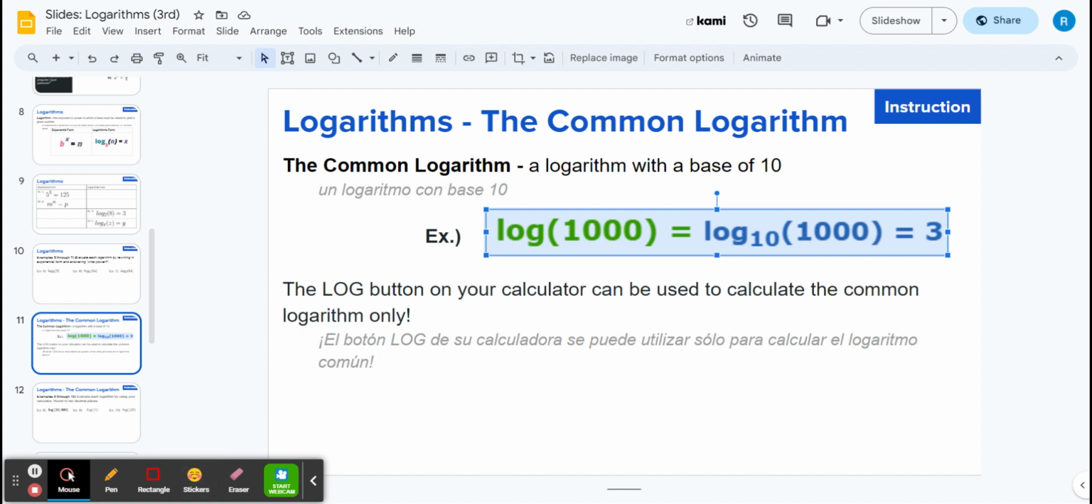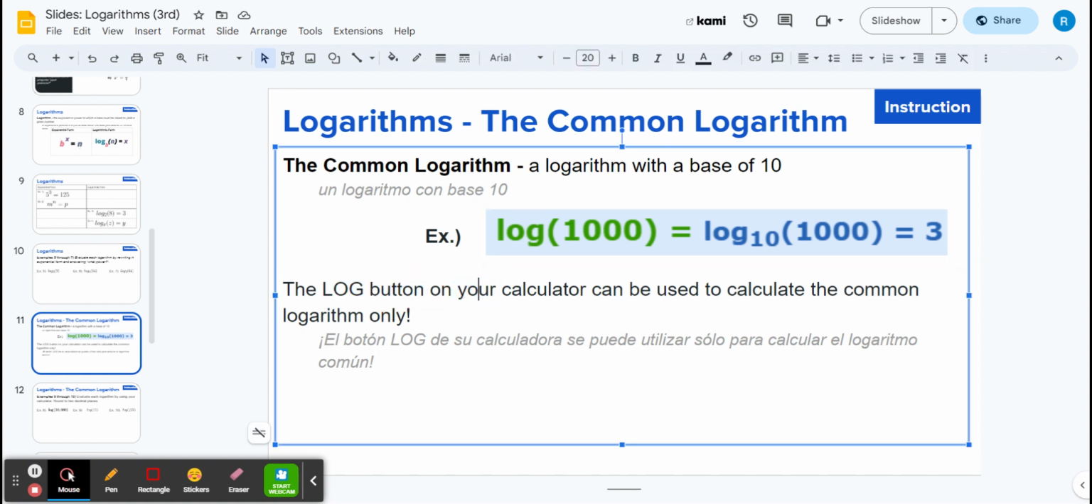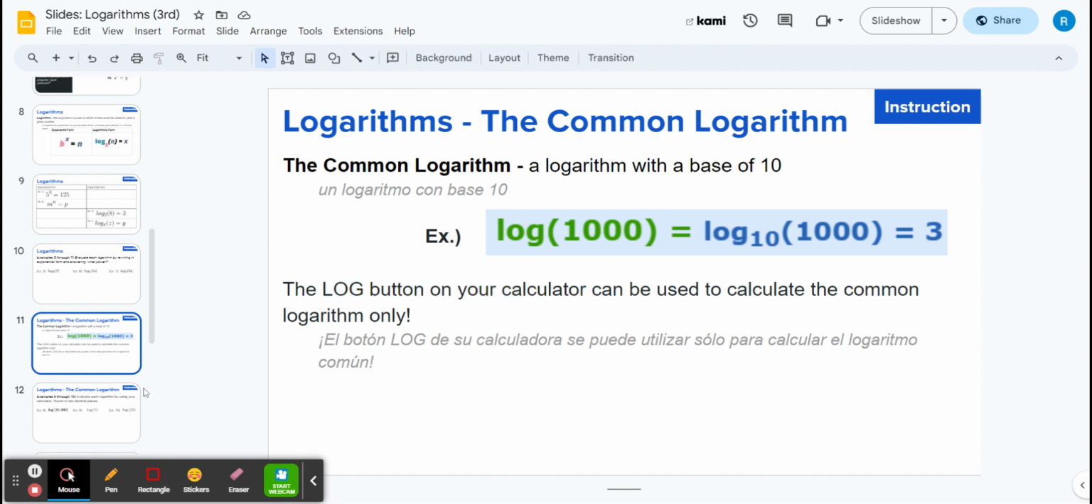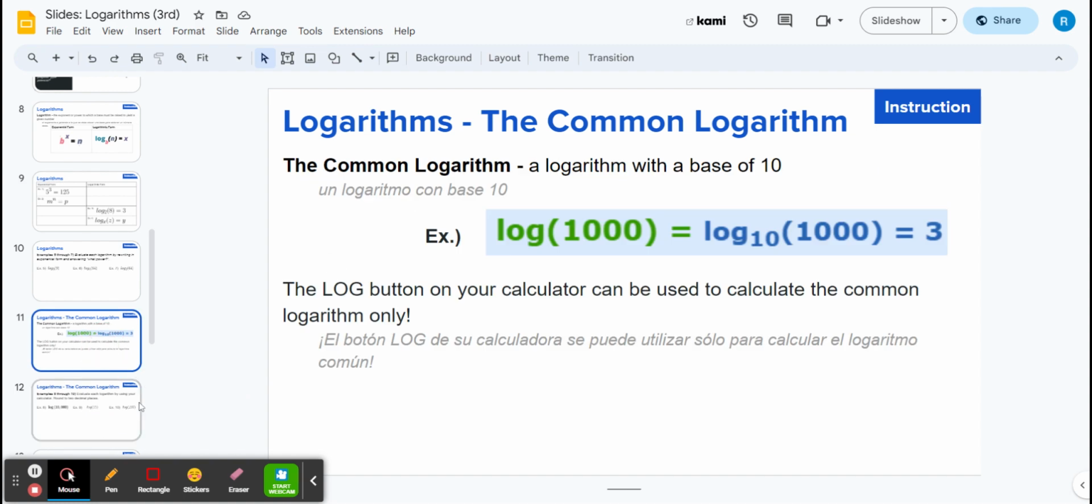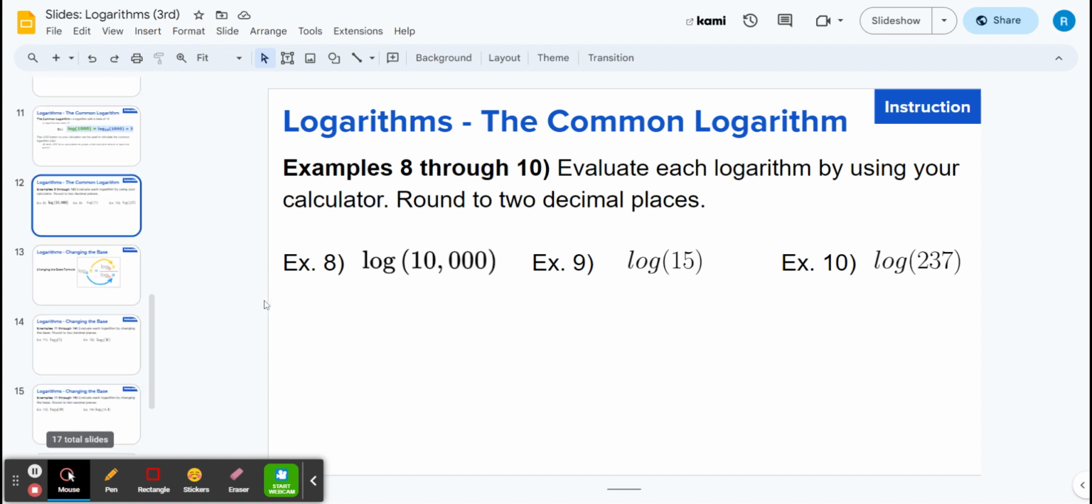What's cool about these is we can use the log button on our calculator. It can be used to calculate base 10, but can't be used to calculate the base of anything else. So it can only be used for base 10, that common logarithm. In examples 8 through 10, let's just do some quick evaluations using our calculator.